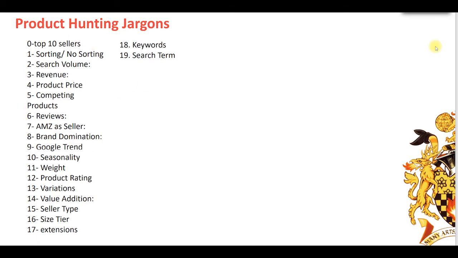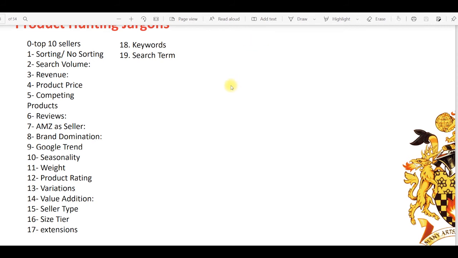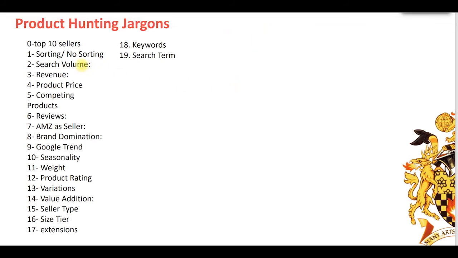And I haven't seen someone telling why we sort the product, why we do not sort it, why we check volume. So in this lecture I will be providing you the explanation and the reasons for why we check each of these terms, each of these components while product hunting.